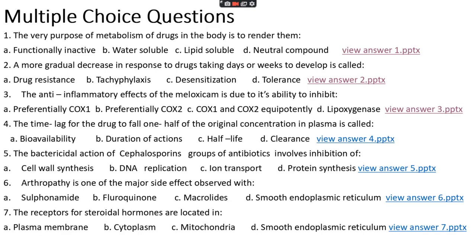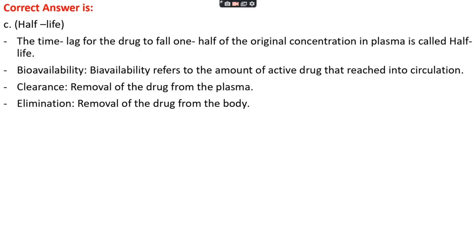Question number four. The time lag for the drug to fall to one half of the original concentration in plasma is called: option A, bioavailability of drug; option B, duration of action; option C, half-life; or option D, clearance. The right answer is option C, that is half-life. The time taken for the drug to fall to one half of its original concentration in plasma is called half-life.